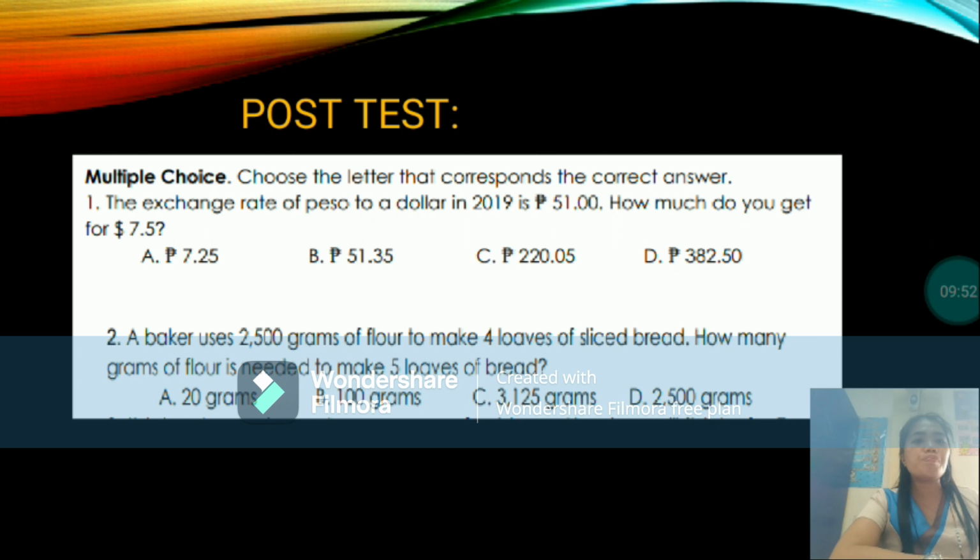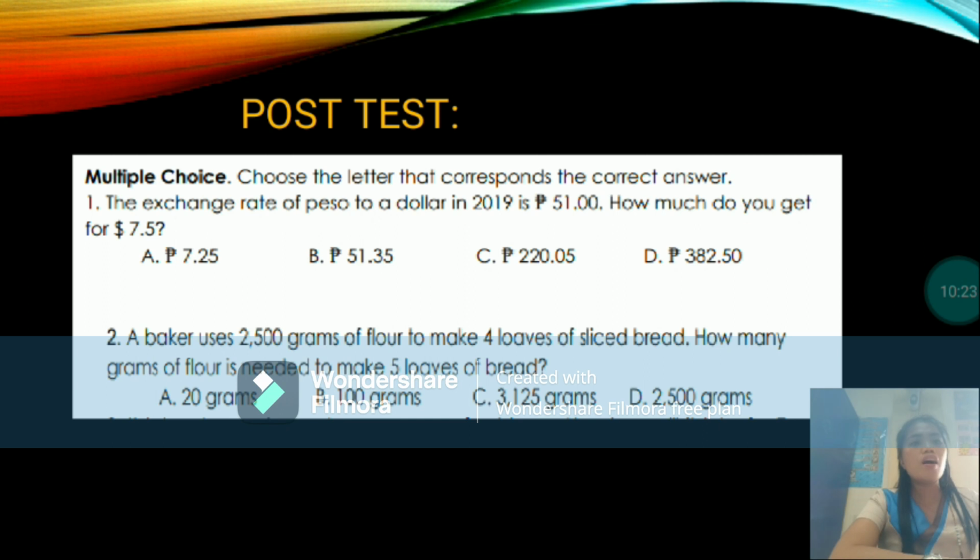Number 1. The exchange rate of peso to a dollar in 2019 is 51 pesos. How much do you get for $7.5? A, 7.25 pesos. B, 51 pesos and 35 cents. C, 220 pesos and 5 cents. D, 382 pesos and 50 cents.